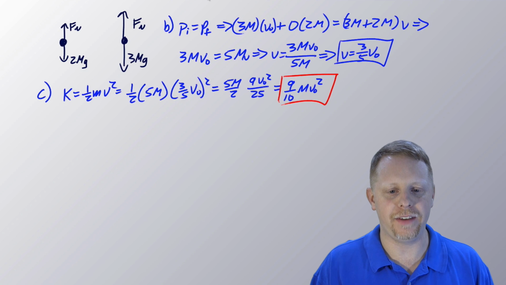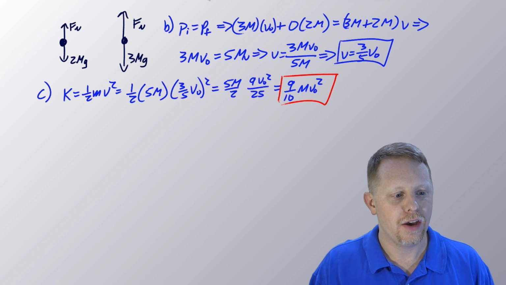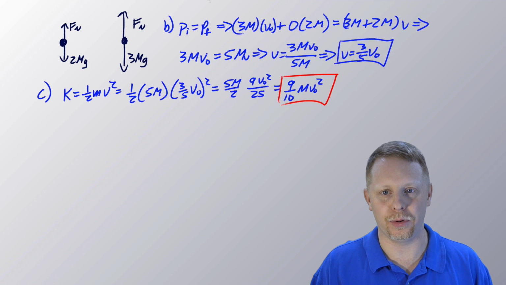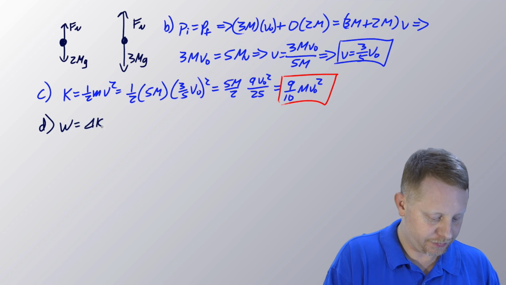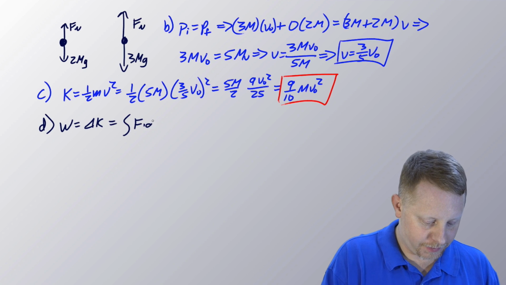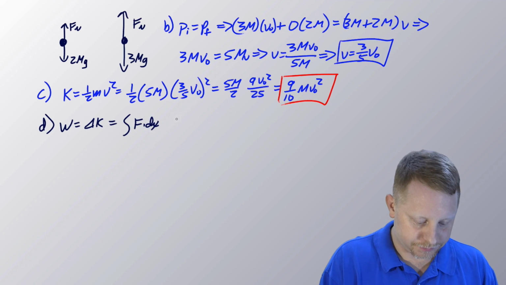And D, derive an expression for the maximum distance, capital D, that the spring is compressed. All right, now we're getting to a little bit more sea-level questions here. I would use the work-energy theorem here, where the work is going to be the change in the kinetic energy of the object, which is the integral of F dot dx.